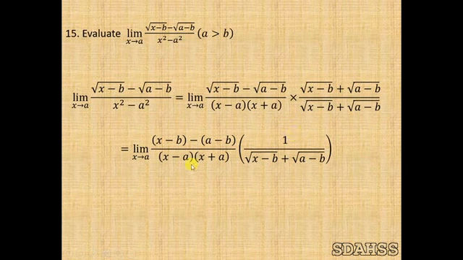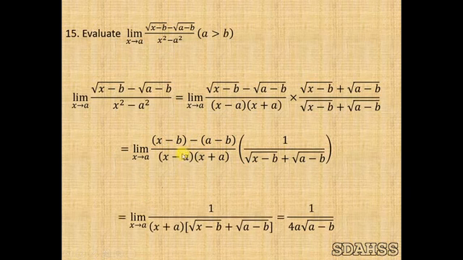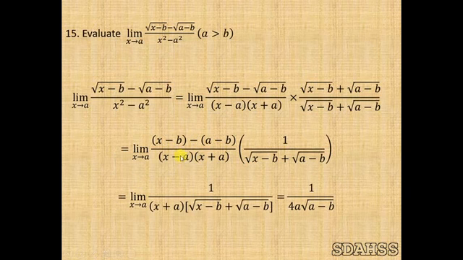Now plus b minus b cancel. Remaining you have x minus a in the numerator. Then cancel the numerator and denominator by x minus a. Remaining you have limit x tends to a, 1 divided by x plus a, and also 1 divided by root of x minus b plus root of a minus b.